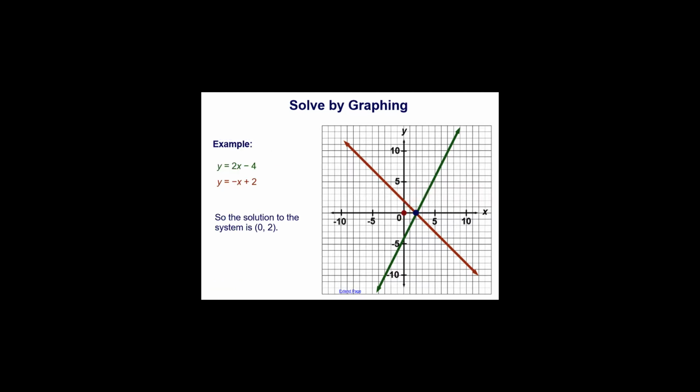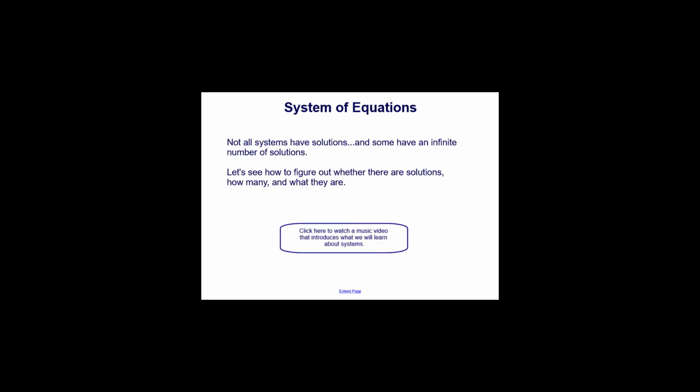So that means if we now have a system of y equals 2x minus 4 and y equals negative x plus 2, the solution to the system is that point where they cross, (2, 0), because it made both of the equations true when you substituted in those values. Now, not all systems have solutions, and there are some systems that have an infinite number of solutions. Let's see how to figure out whether there are solutions to systems, how many there would be, and what they would be.